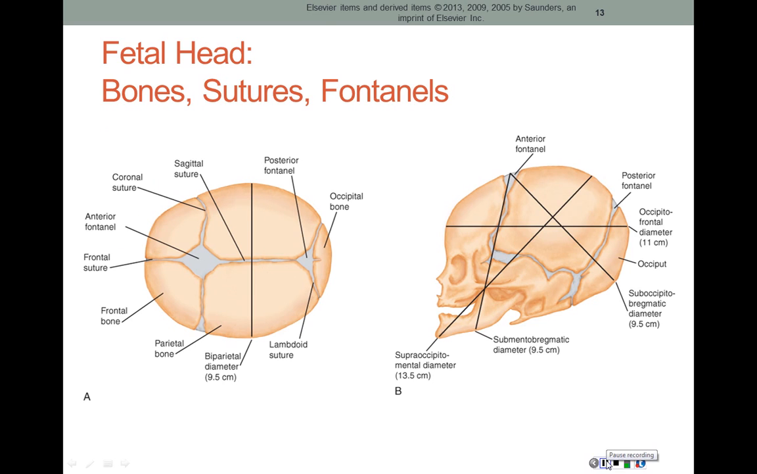Alright, so the fetal head. So we know that baby has fontanelles and sutures that are not fused. And the reason why they're not fused is because baby's head has to fit through mom's pelvis. And sometimes baby's head is bigger than the opening in mom's pelvis. So Mother Nature has designed baby so that these bones can overlap and decrease the size of the baby's head in order for baby to be born.